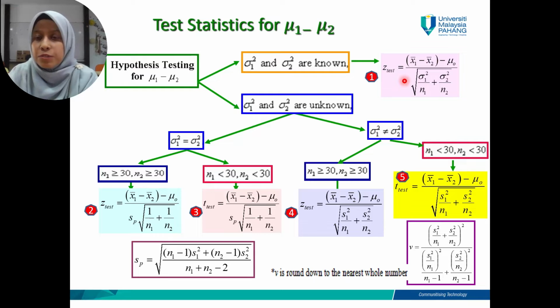The first formula you use when both sigma squares are known, the exact test. If your sigma squares are unknown, you have 4 different formulas to choose from. Sigma square unknown, assuming population variances are equal, sample size more than 30 is this one, sample size less than 30 is this one. Sigma square unknown, assuming that the population variances are different, sample size more than 30 is this one, and sample size less than 30 is this one.